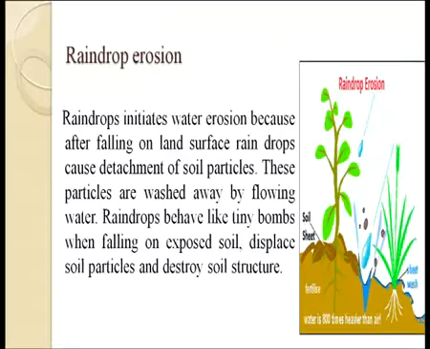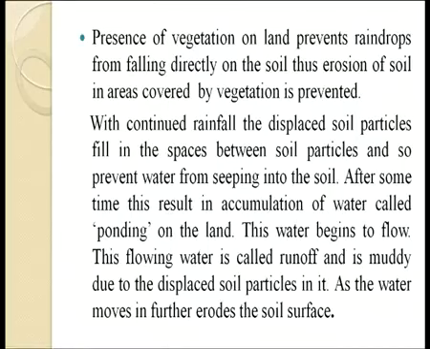Raindrop initiates water erosion because after falling on the land surface, raindrops cause detachment of soil particles. These particles are washed away by flowing water. Raindrops behave like tiny bombs when falling on exposed soil, displace soil particles and destroy soil structure. Presence of vegetation on land prevents raindrops from falling directly on the soil. Thus, erosion of soil in areas covered by vegetation is prevented.